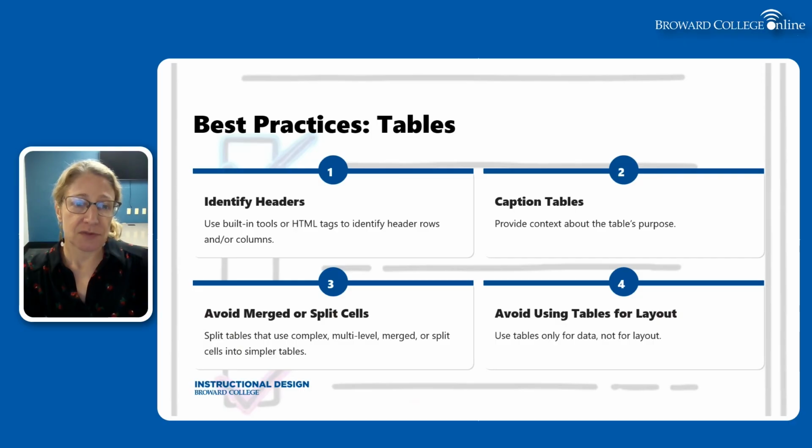Some best practices for tables include to identify headers, use built-in tools or HTML tags to identify header rows and/or columns, use table captions to provide context about the table's purpose, avoid merged or split cells, so split tables that use complex, multi-level, merged or split cells into simpler tables, and avoid using tables strictly for layout.